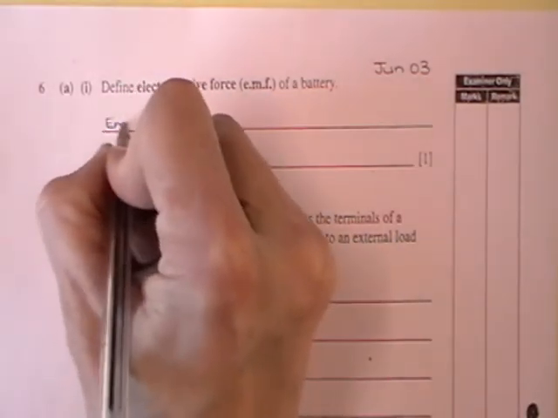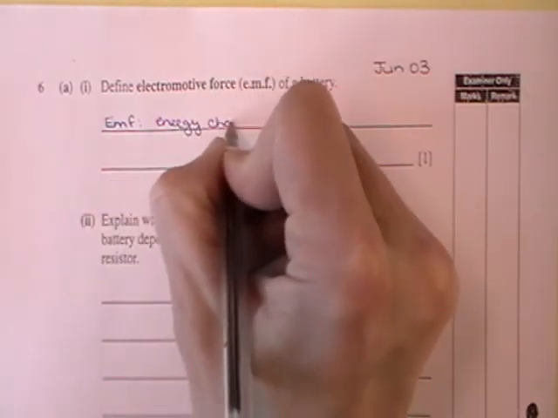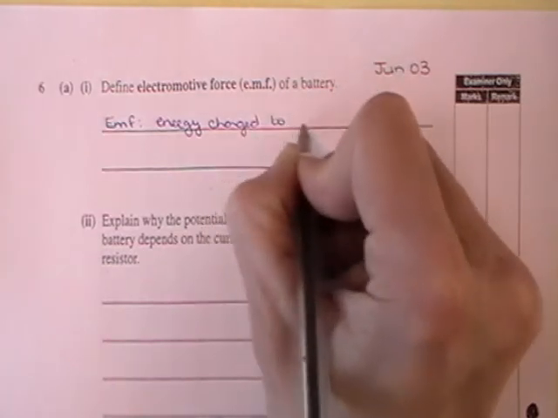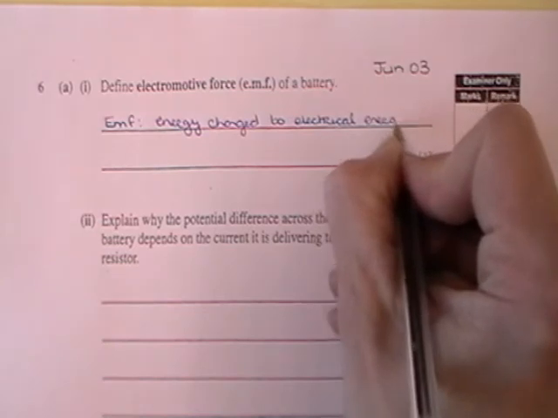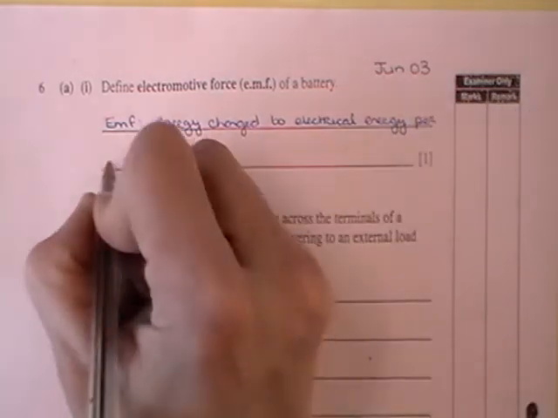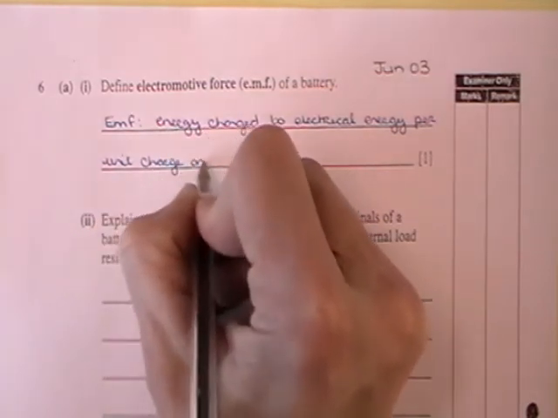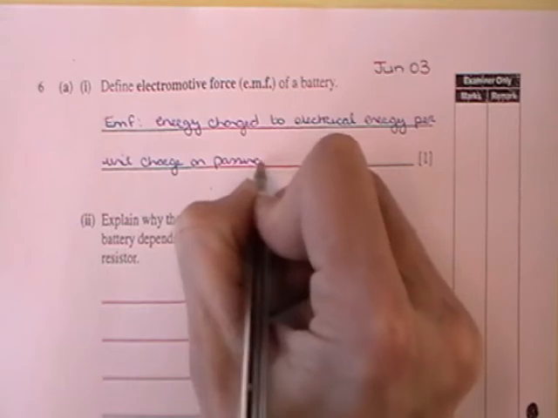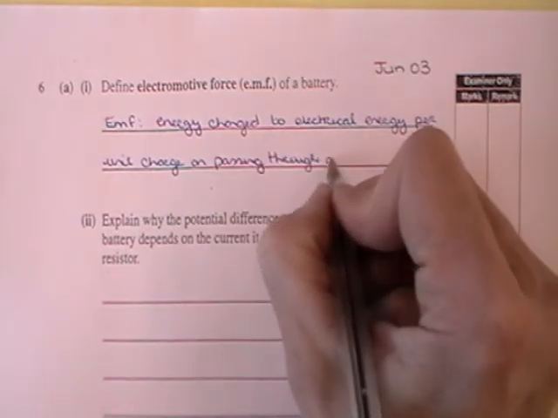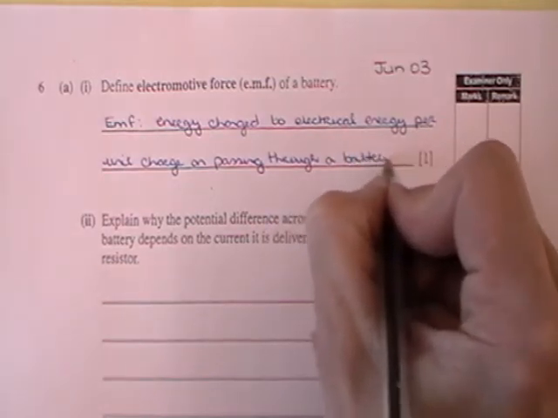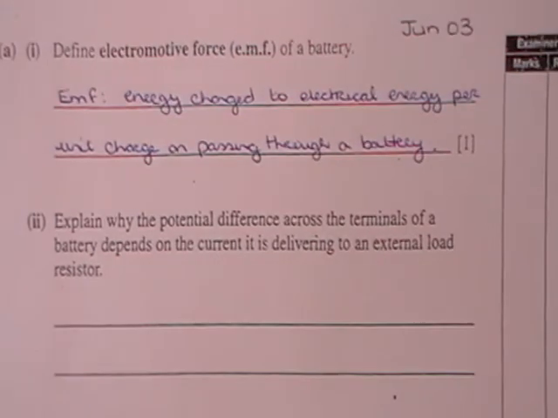So EMF is the energy changed to electrical energy per unit charge on passing through either the battery or cell or power source. I'm just going to write passing through a battery. And that's a good enough definition there. That should get you your mark.